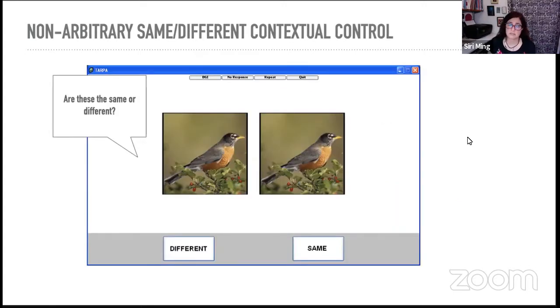We could do that same exercise with yes, no responding, which RFT calls a relational coherence indicator, indicating that the relation between the items is coherent with what you just said. So are these different? No. Are these the same? Yes. We can do this with not just visual stimuli, but auditory stimuli.